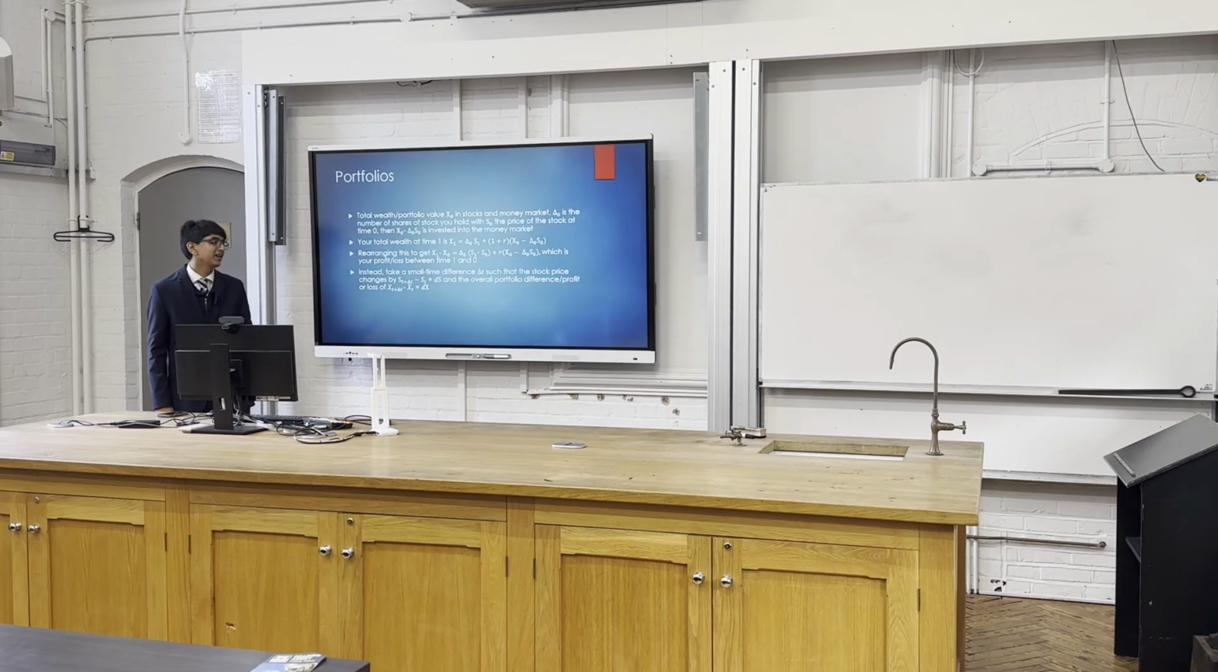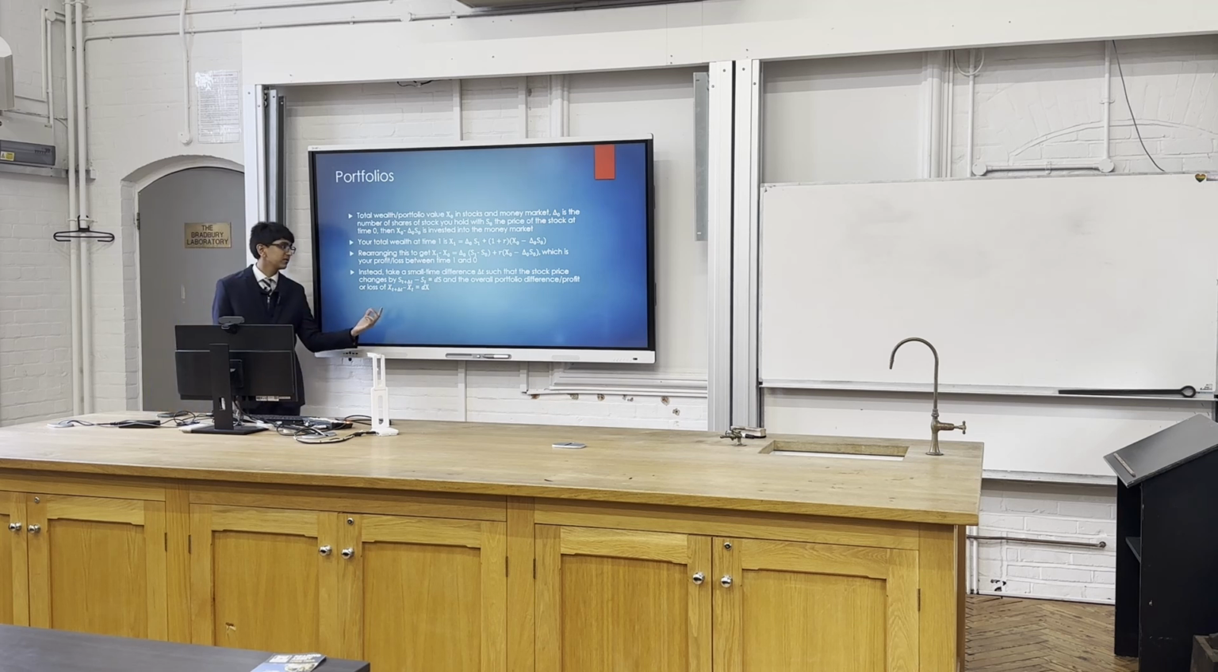So instead of that, if we take a small time difference delta t, such that the stock price has changed by S of t plus delta t minus S of t, a really small amount of time, which we call dS. And the overall portfolio difference, or profit or loss, our payoff after delta t, is x of t plus delta t minus x of t, and we label that dx.